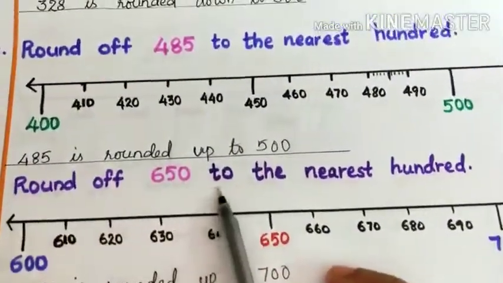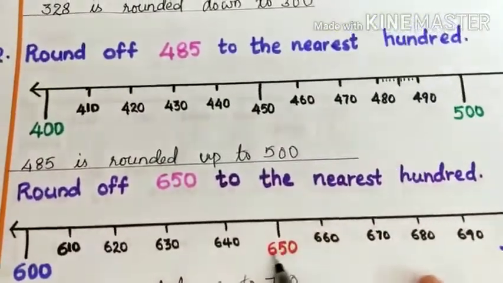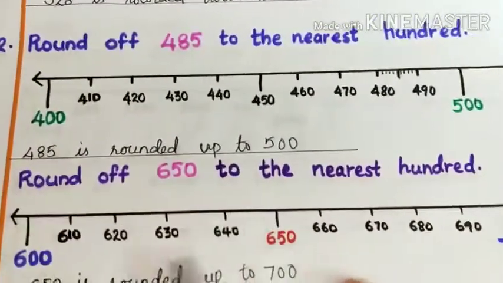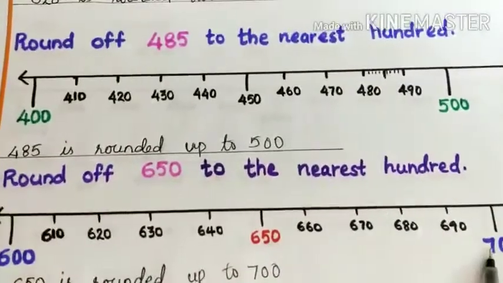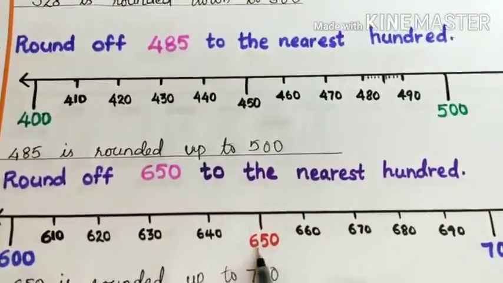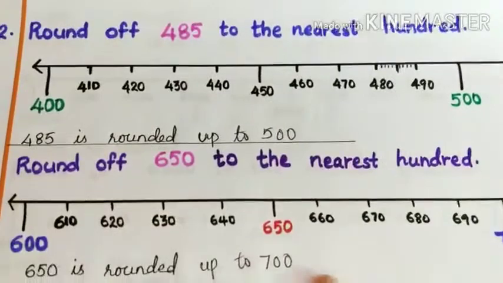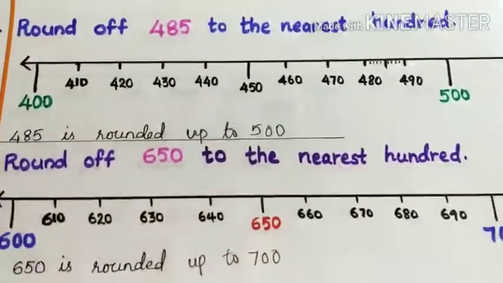Look at the next question. Round off 650 to the nearest 100. Where is 650? It is halfway between 600 and 700. So it is rounded up. 650 is rounded up to 700.